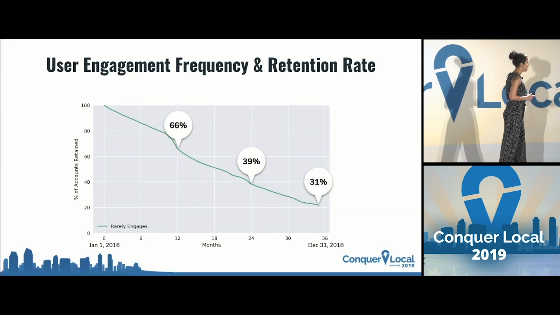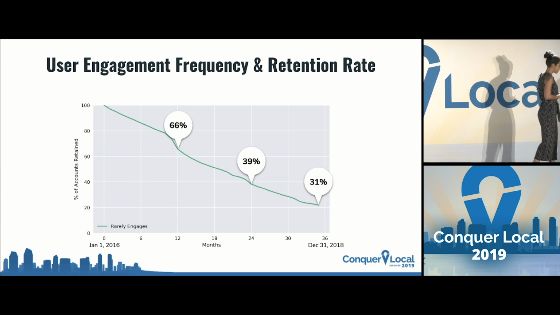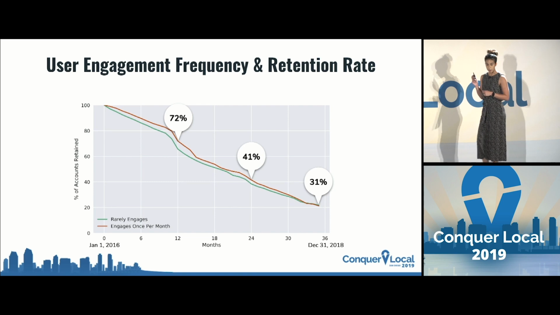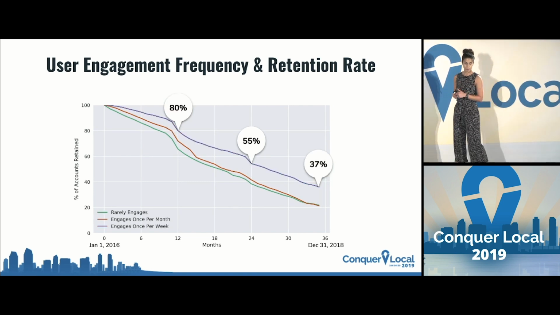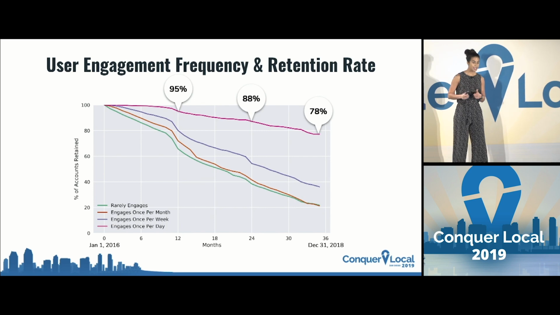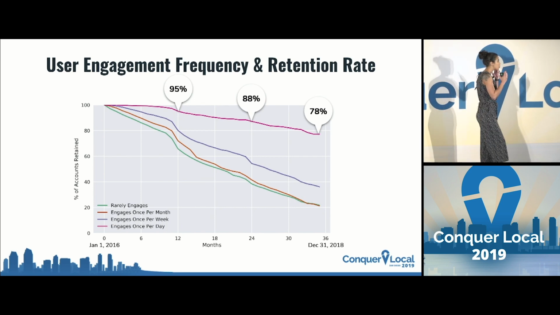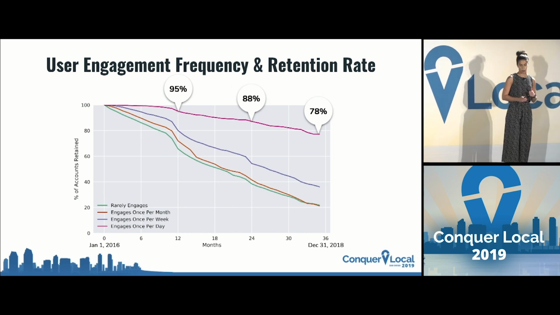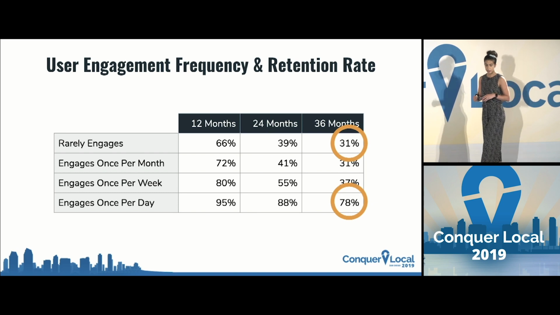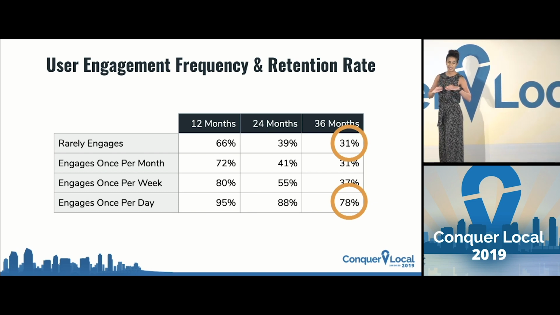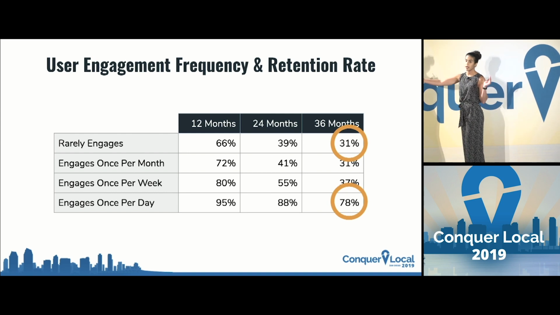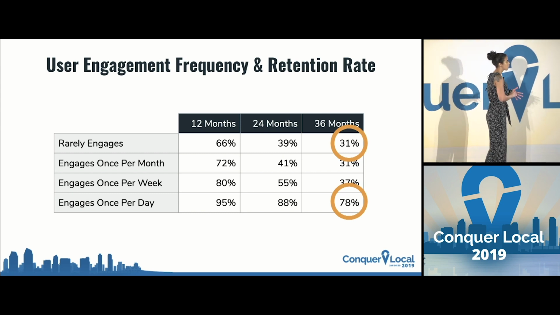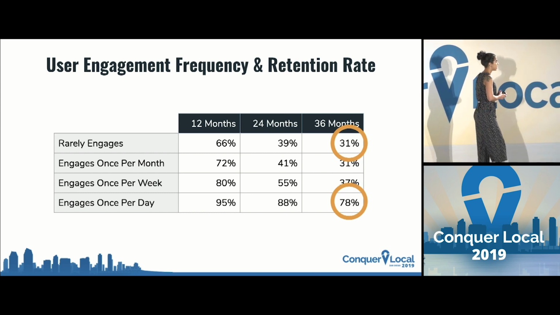And here's the data to back that up. So in our study, we looked at SMBs that rarely engage, and then SMBs that engage once per month with your software, SMBs that engage once per week, and SMBs that engage daily. And again, we saw a strong correlation between SMBs that engaged daily and the time they stayed with our partners. In fact, we saw that only about 30% of the SMBs that rarely engaged stayed for a period of 3 years or more, and 78% of the SMBs that engaged once per day stayed for that three-year time.